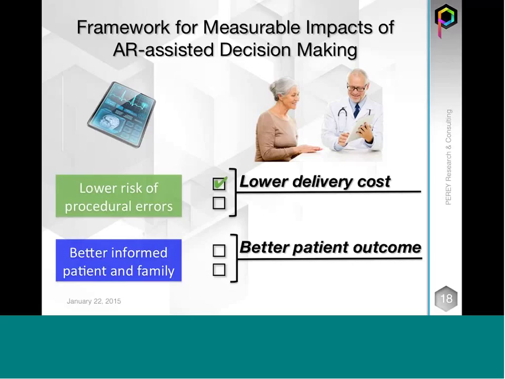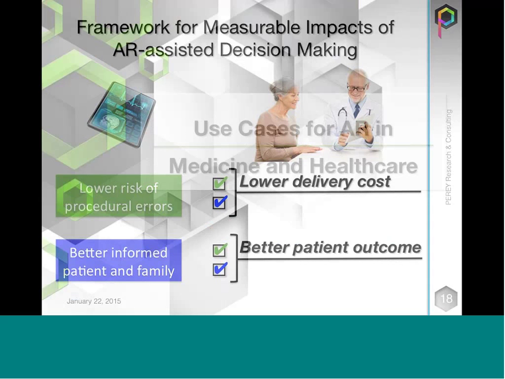So when we think about this, you have to kind of cross-connect. A lower risk of procedural errors will reduce the cost of delivery. It also makes for a better outcome to whatever procedure or intervention. A better informed patient or family member means also we may have fewer problems in the future regarding the choices that were made and a better outcome in the long run. So again, I think these are factors that people who are looking to introduce augmented reality into existing systems or new systems should be thinking about in this way.